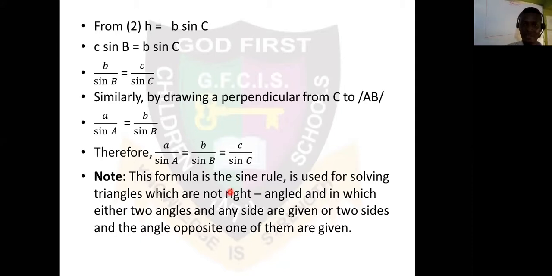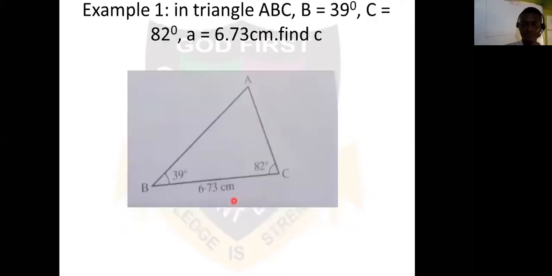So if two angles and one side are given, then you use the sine rule. So in triangle ABC, B is equal to 39 degrees, C is equal to 83 degrees, then small a is equal to 6.73 centimeters. Then you are asked to find A.